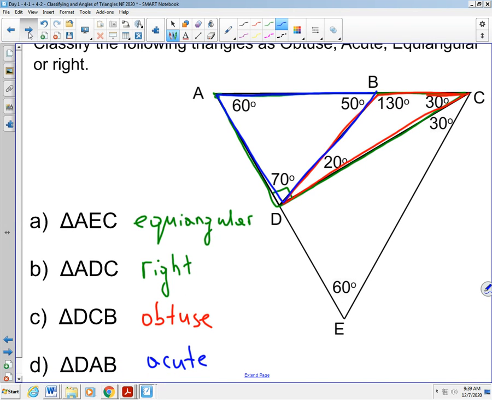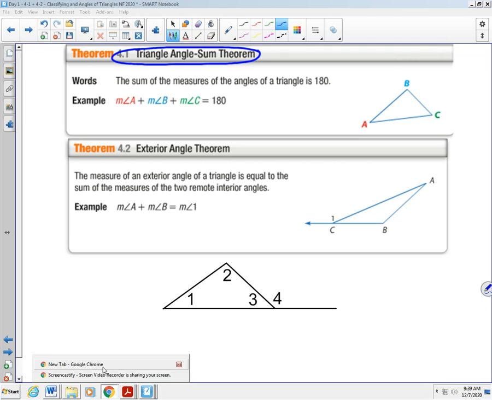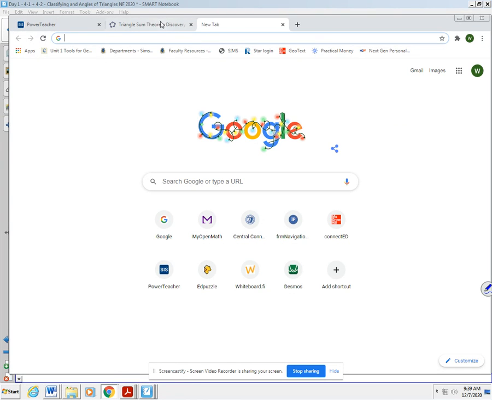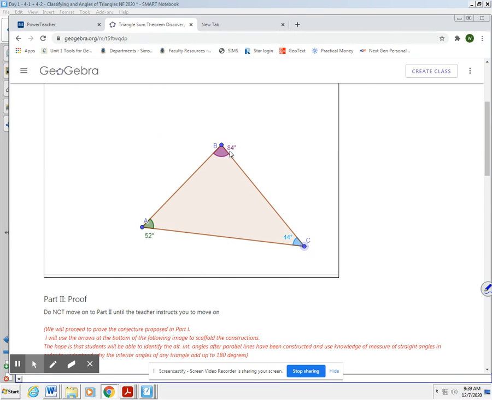Before we talk about the triangle sum theorem, which is the most important theorem in this chapter, let me do a little investigation using GeoGebra. When you come to class, we'll talk about this again, but please take a look at this website. So I have a triangle. What's 84 degrees plus 52 plus 44?